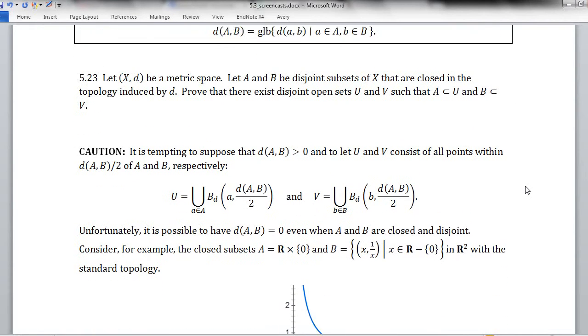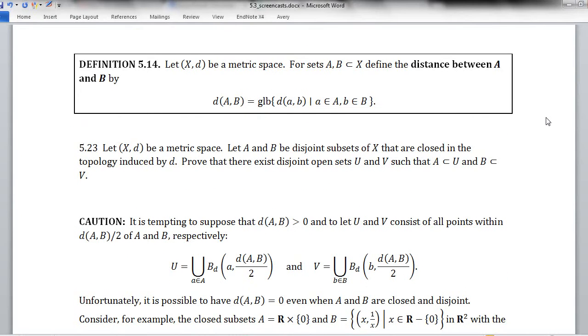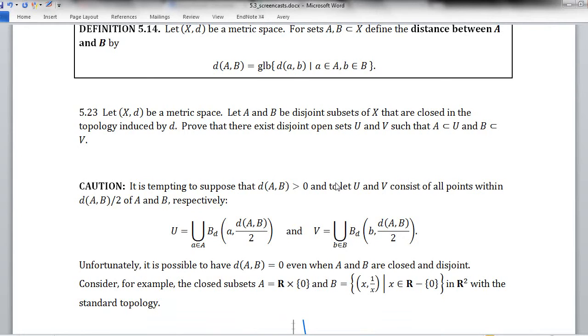All right. Well, when I saw this problem, the first strategy that occurred to me was maybe the distance between these two sets A and B, if they're disjoint and closed, is going to have to be positive. And then I could just let U and V be all the points within distance d(A, B)/2 of A and B. And then hopefully those U and V wouldn't overlap at all.